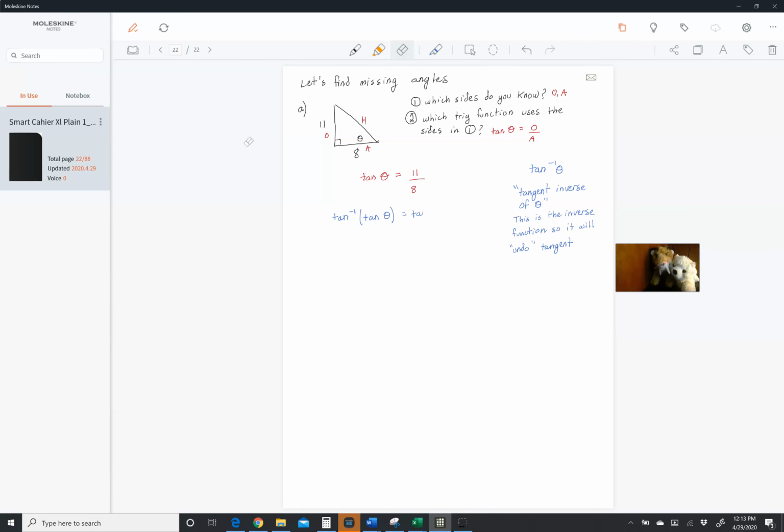What you do to one side, you have to do to the other side. So the tan and the tan inverse undo each other. I'm going to put this in a different color, just so that you see the change that we're making. So you're taking the tangent inverse of both sides. And what does that mean? That means that what we're left with on the left is just theta.